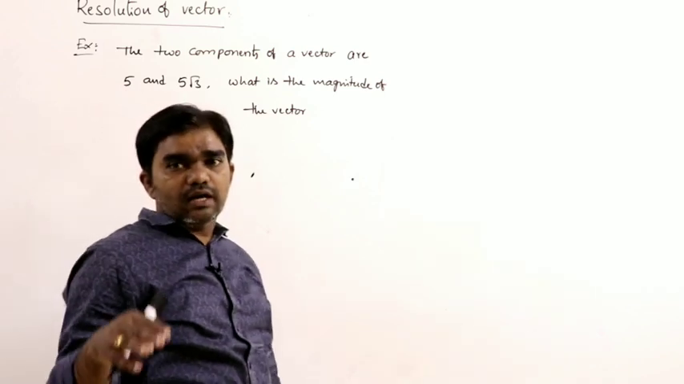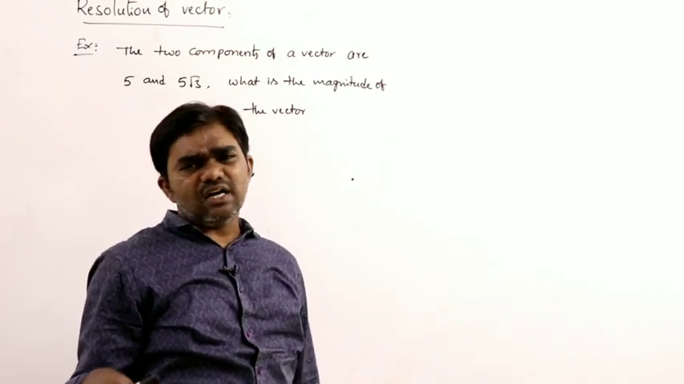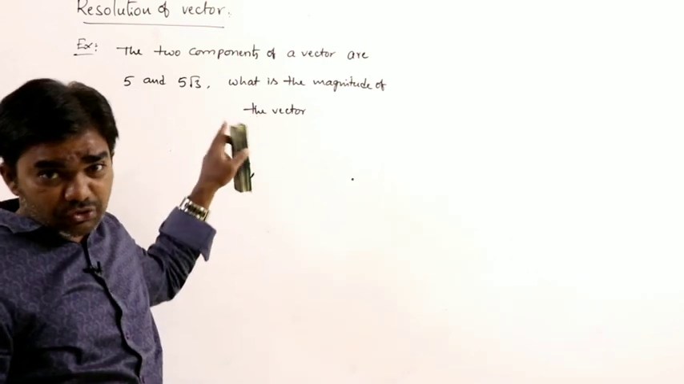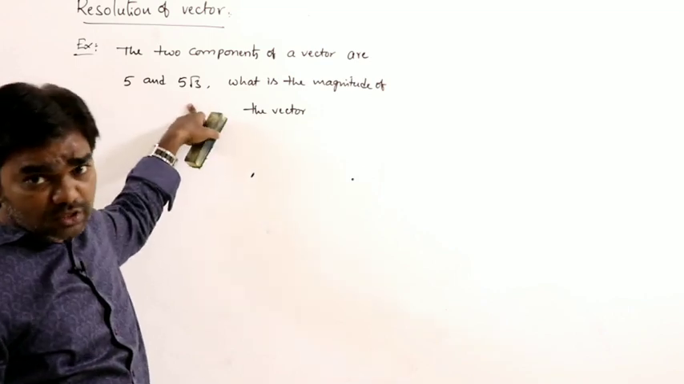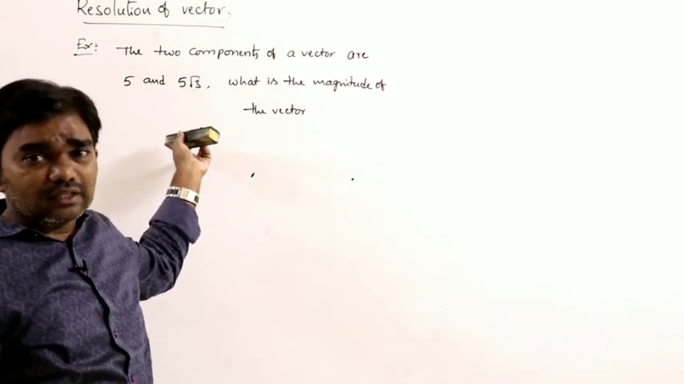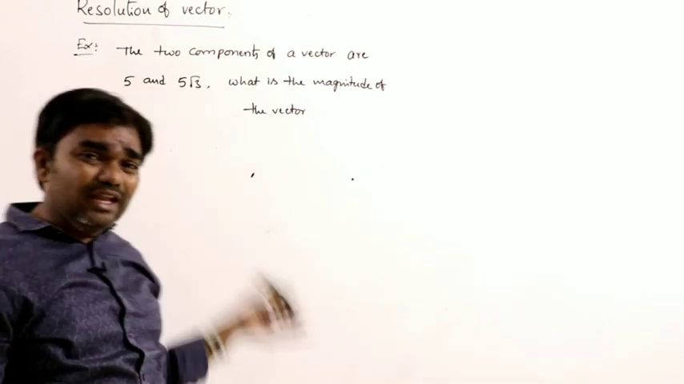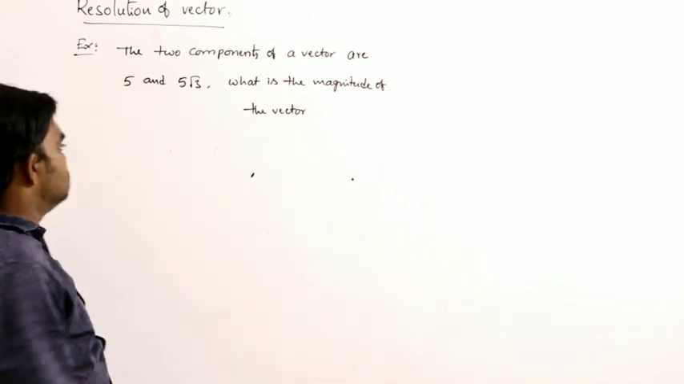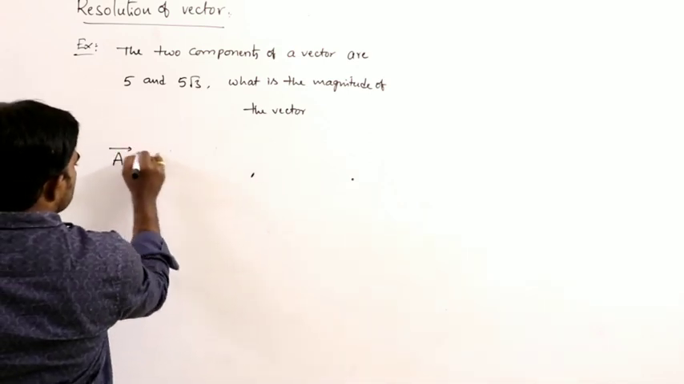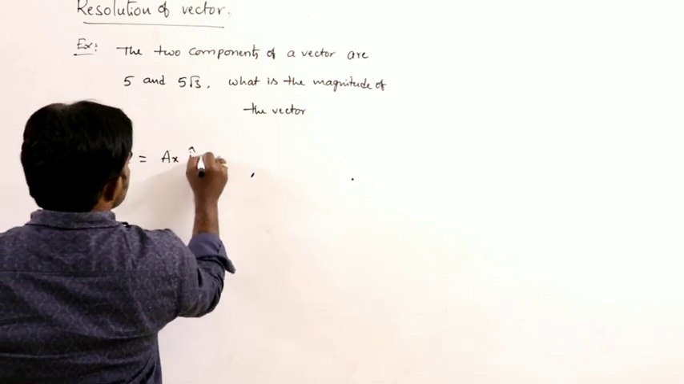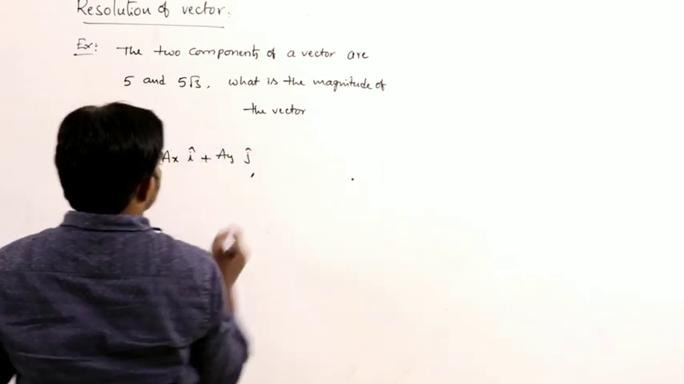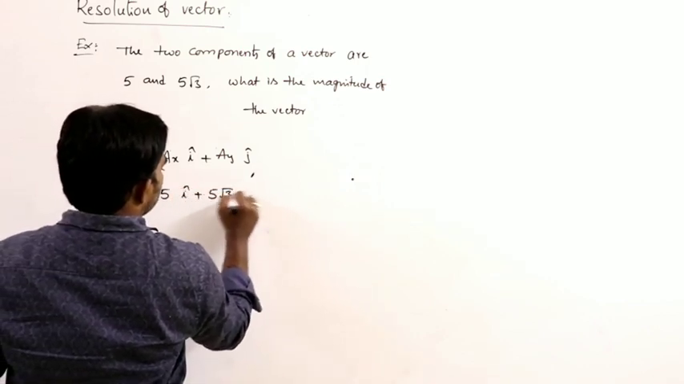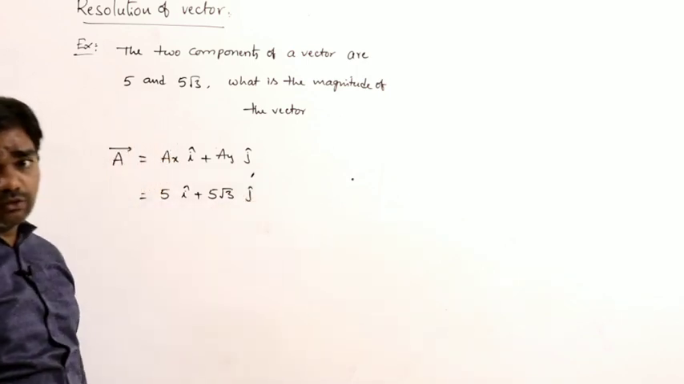That means one is horizontal, another one is vertical. Any one can be considered as horizontal or vertical, no problem. Only if they mention strictly that 5 is horizontal and 5 root 3 is vertical must we consider it like that. Otherwise, either can be horizontal and the other vertical. So given the vector a bar, generally we write it as ax i plus ay j, the general vector representation. What is ax here? 5i plus 5 root 3 j.